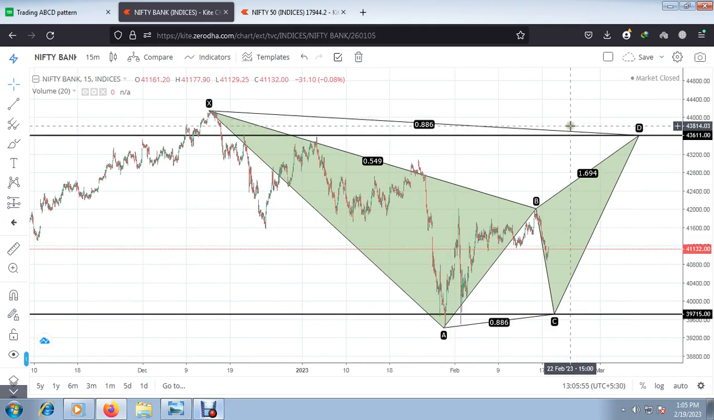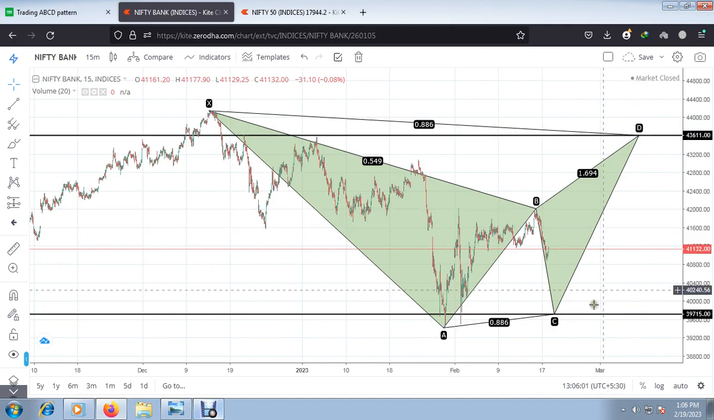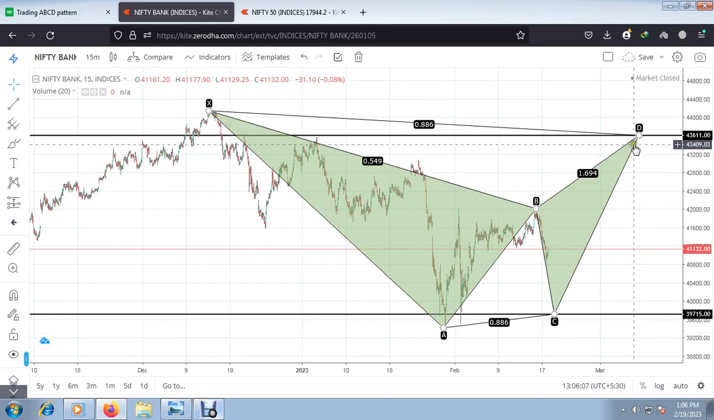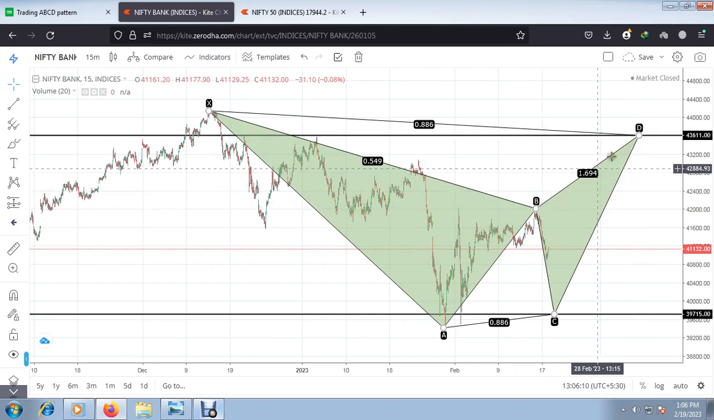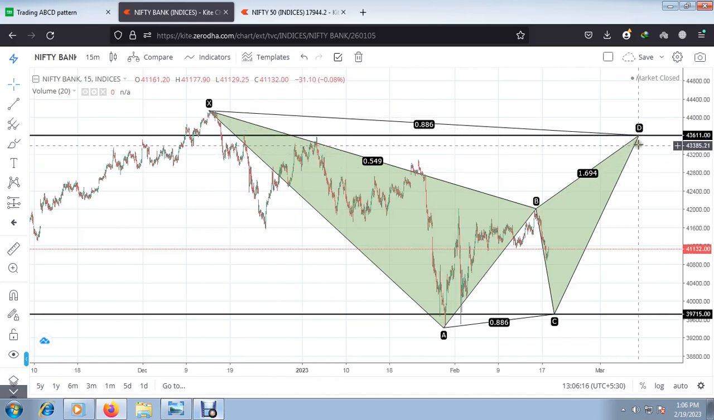From that point, the D point, that will be the PRZ. PRZ is basically a potential reversal zone. It is that zone where the maximum number of touch points meet at the same point. Like you can see here, here is the D point. From C to D, one point is matching. From X to D, one point is matching. So it is that point where the maximum number of confluences are there.